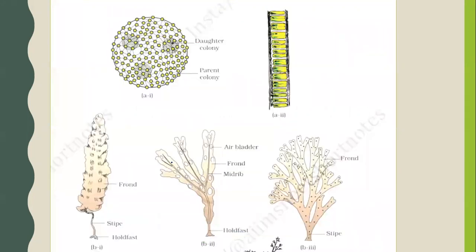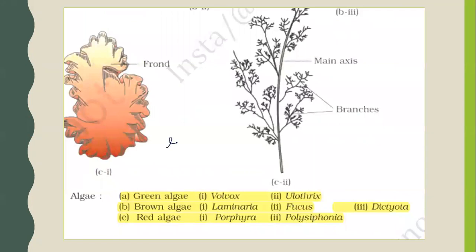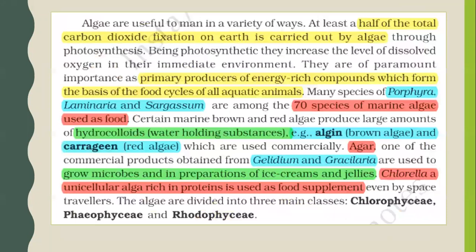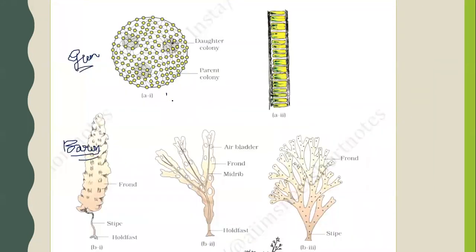So let's get going. This is the diagram which we will discuss. These are the green algae, coming under the class of chlorophytes. This is coming under the class of brown algae, and the next is coming under the class of red algae. The first one is Volvox, a colonial alga. Then the filamentous alga, Spirogyra.